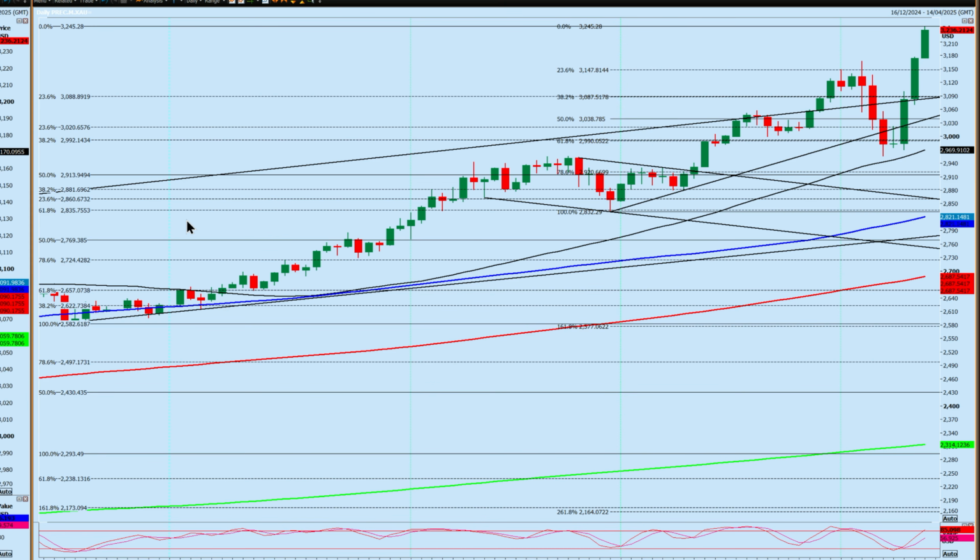If you're a subscriber, you've got some more support levels in the report, which was already published on Saturday. And if you're a subscriber, you've also got plenty of targets in the report for your long positions if we do break above 32.45 this week.